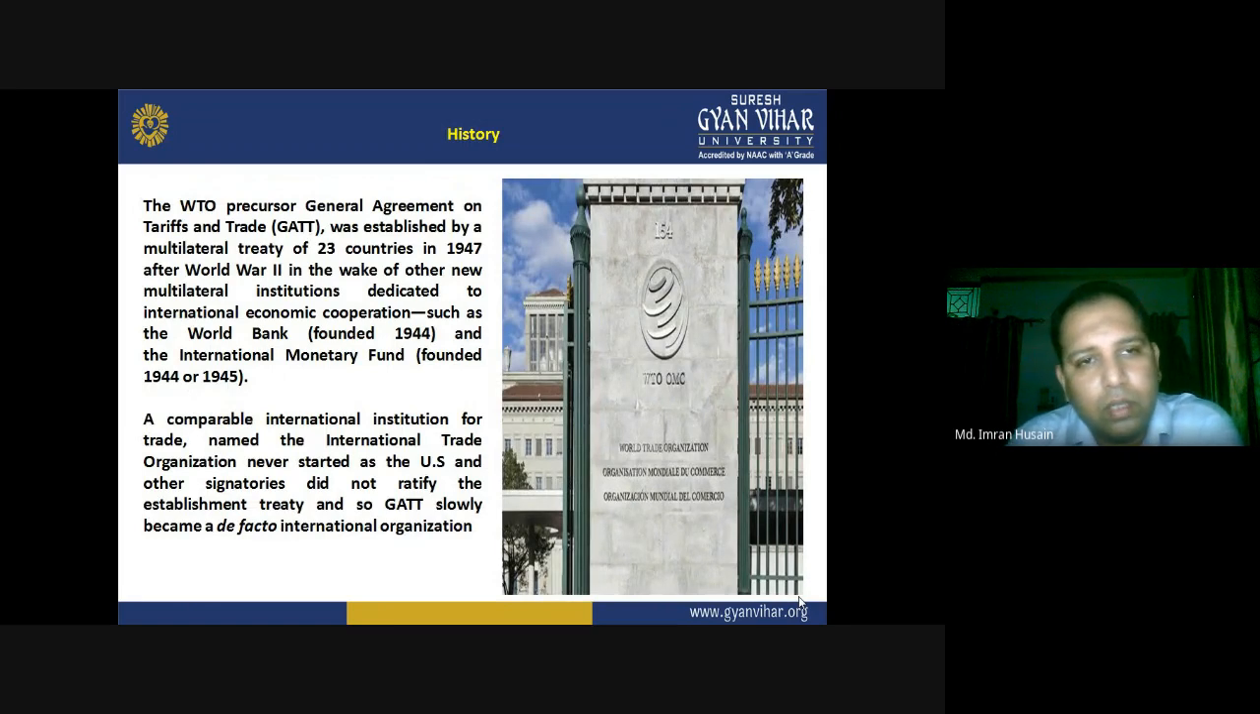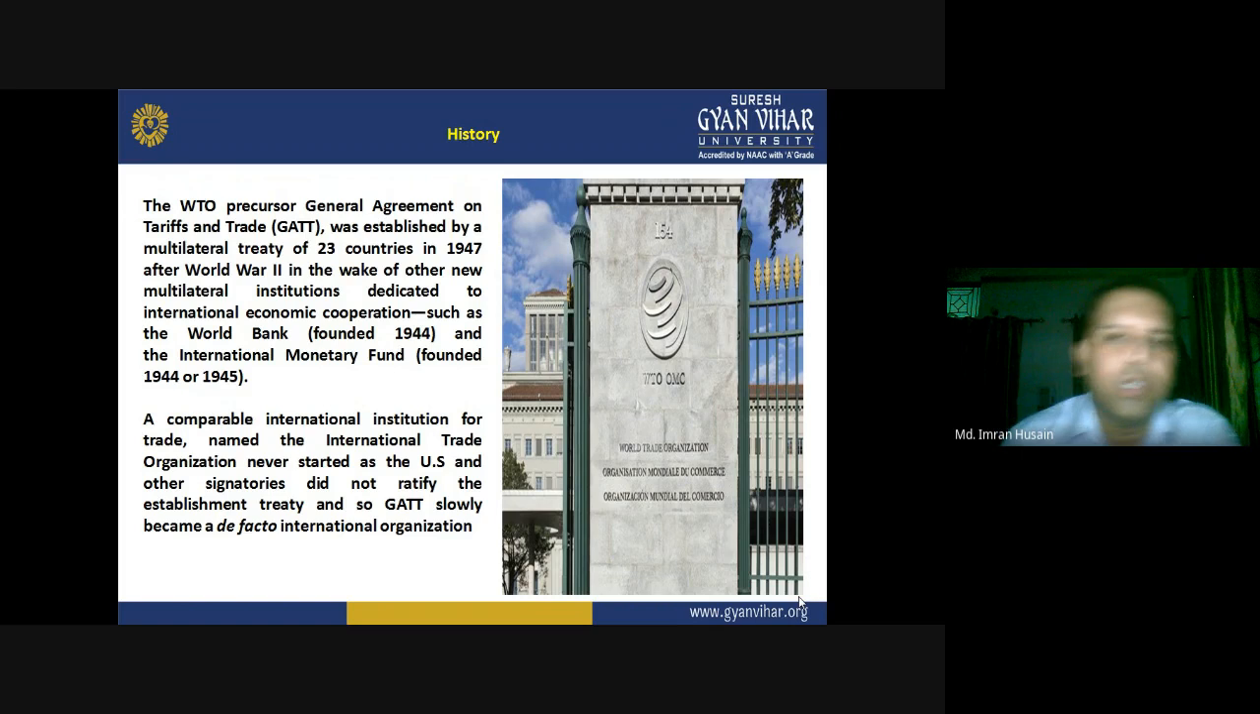The WTO's precursor, the General Agreement on Tariffs and Trade, was established by a multilateral treaty of 23 countries in 1947 after World War II, in the wake of other new multilateral institutions dedicated to international economic cooperation, such as the World Bank founded in 1944 and the International Monetary Fund founded in 1944 or 1945.